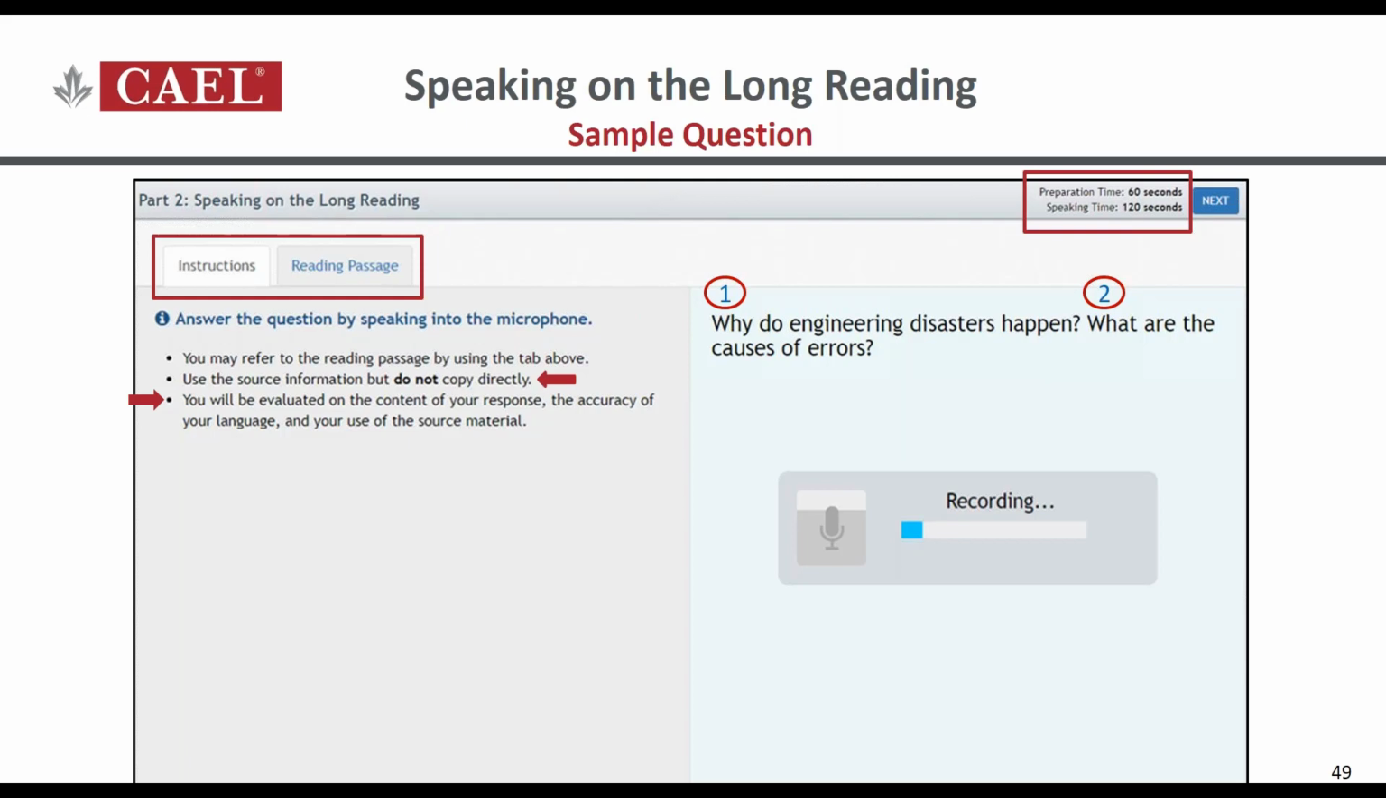And you will be evaluated on the content of your response, the accuracy of your language, and your use of the source material. So those specific instructions tell you exactly what the rater is looking for and how the rater will give those points. And also, the other important thing is that the question is basically 2 parts. Part 1 says, why do engineering disasters happen? Number 2 says, what are the causes of errors? So you do need to answer 2 different things. There's more than one point of information. So that's something you've got to be careful of, because if you only answer the first part of the question and you don't really talk about the mistakes so much and why, that would be a way to slightly lose some points.